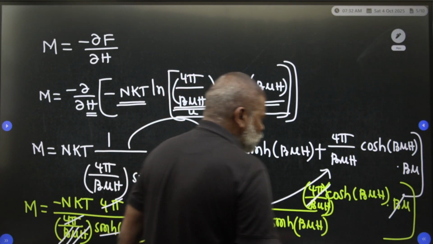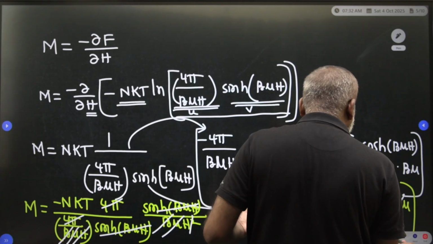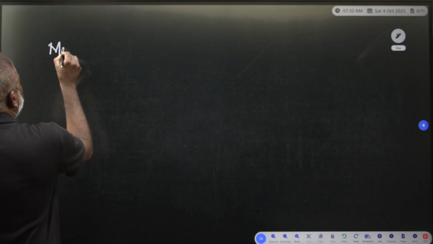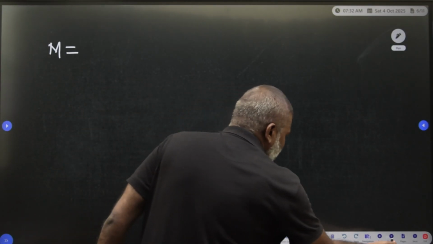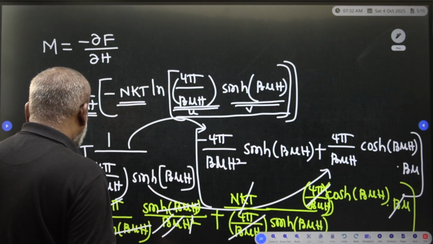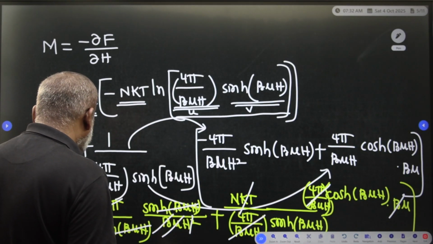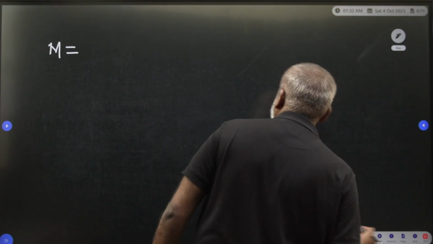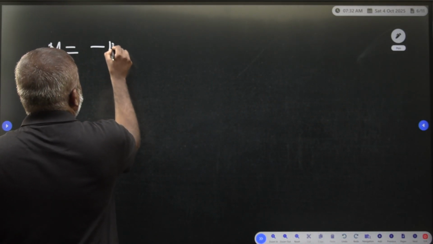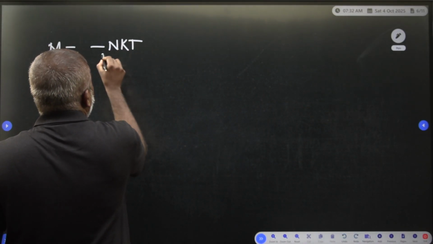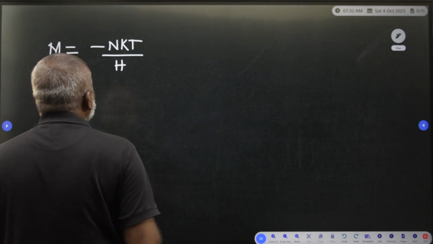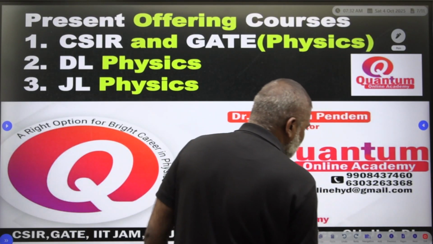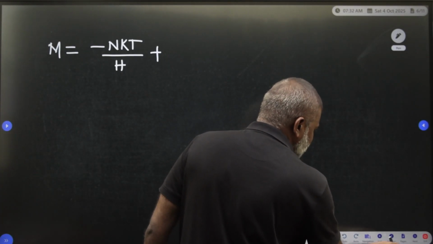So therefore you have to write the term that is remaining. m is equal to, in the first denominator, minus n kT divided by h is remaining. So minus n kT divided by h, you have to write. So your beta is equal to 1 by kT.